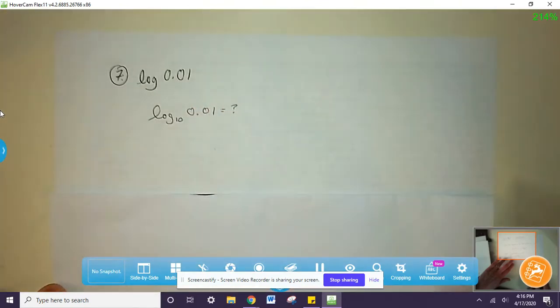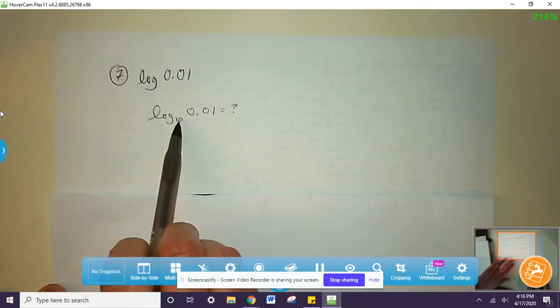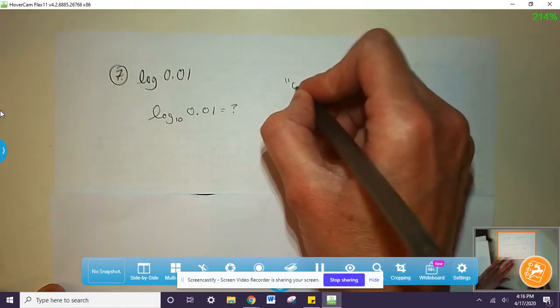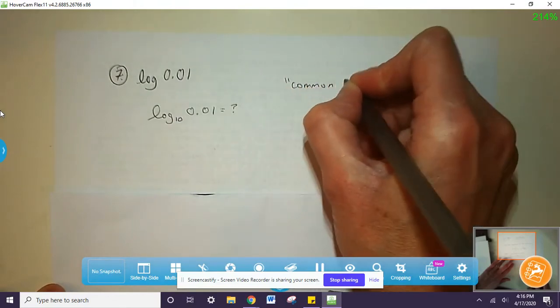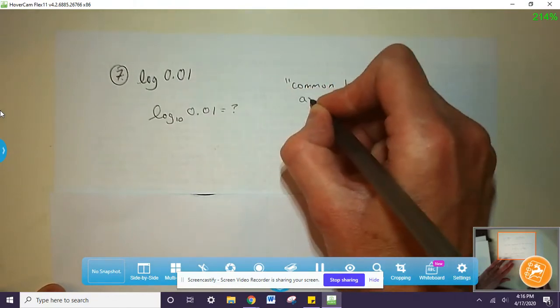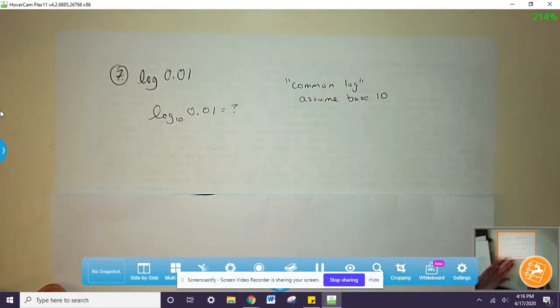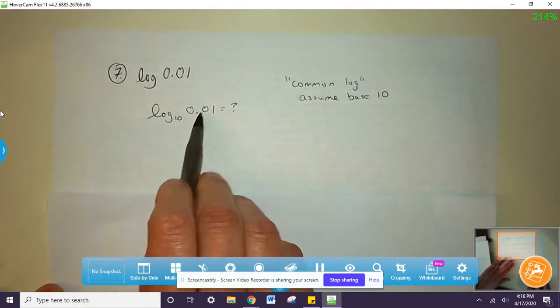Okay. So the base here is 10. Because there's no base written, this is called the common log. When there's no base written, it's called the common log, and we assume base 10 because no base is indicated. So we have log base 10 of 0.01.